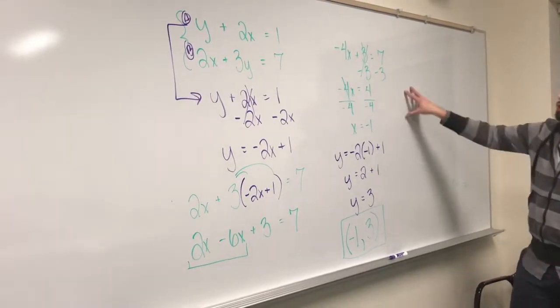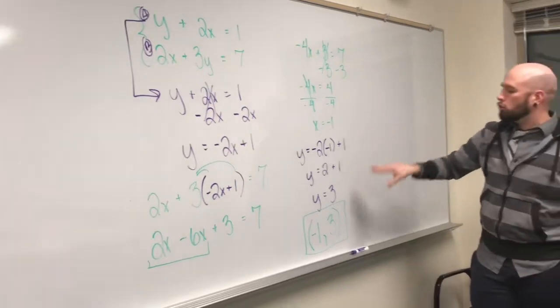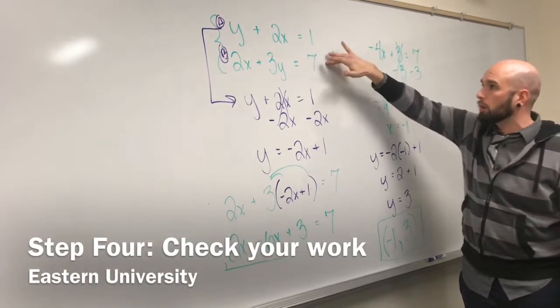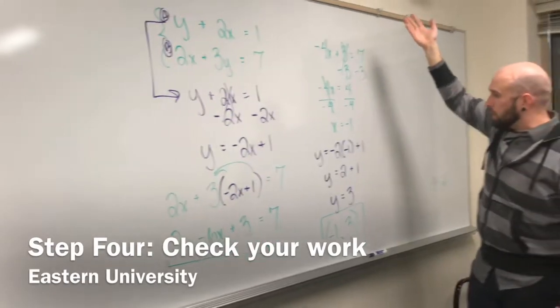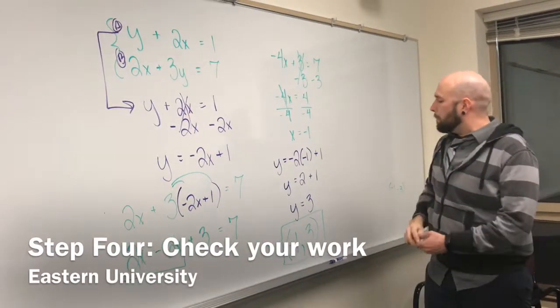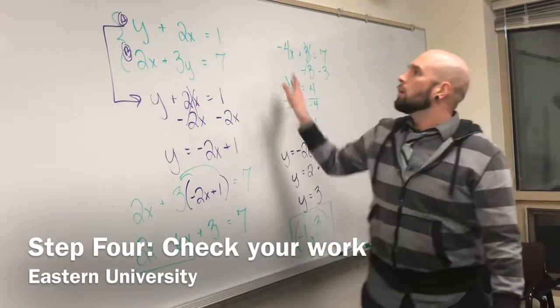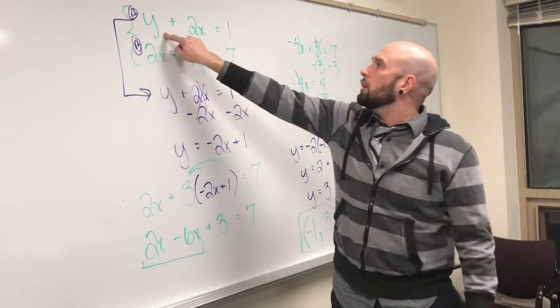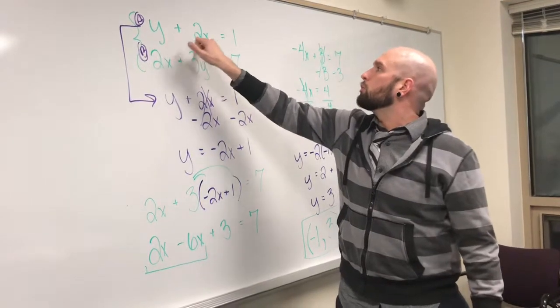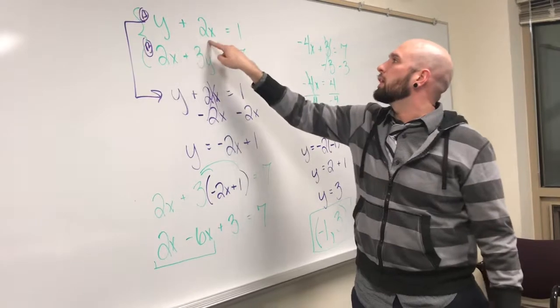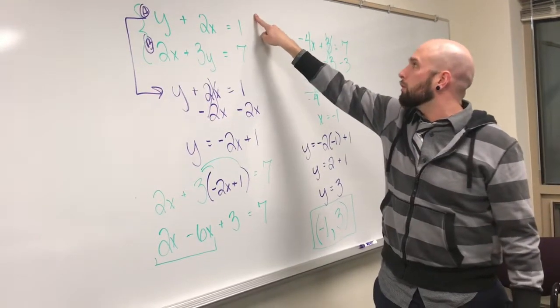Now, what I should do is plug this into both of my original equations to see if it works. I'm going to do that mentally just to save some space. If my x is negative 1 and my y is 3, that becomes 3 plus 2 times negative 1. 2 times negative 1 is negative 2. 3 plus negative 2 is 1. It worked for the top one.